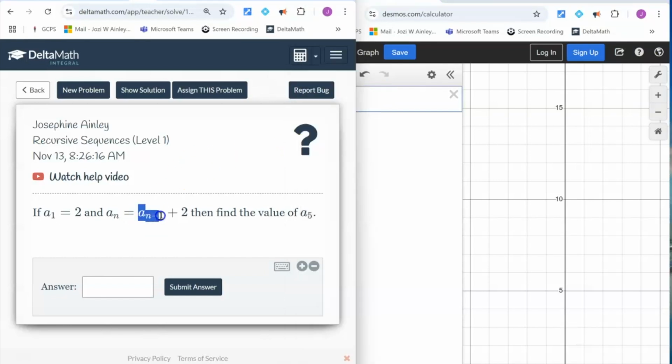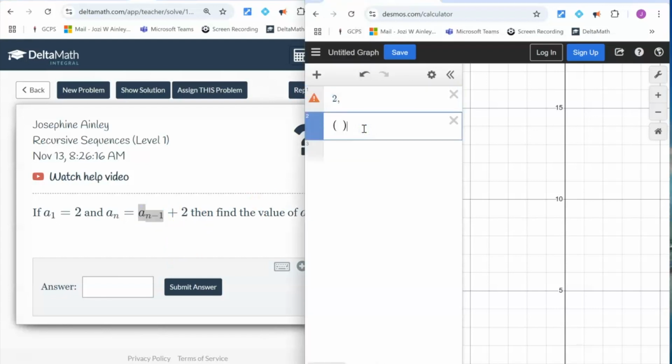Again, what does this say? The previous term. Do what to it? Add 2. So wherever you see this, the previous term, you're just always going to put parentheses. Then do what to it? Add 2. Okay, so take the previous term, add 2. So to find my second term, I'm going to take the previous term, which is 2, and add 2. And that's going to give me my next term, which is 4.